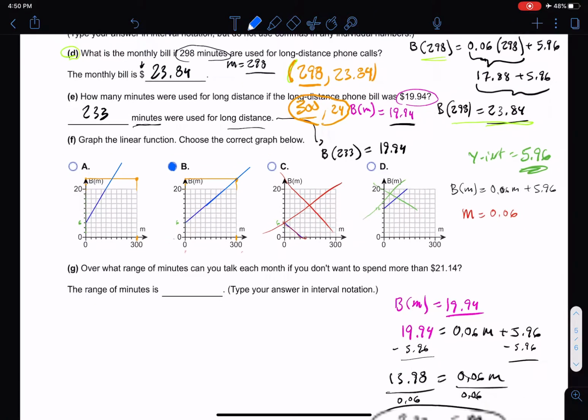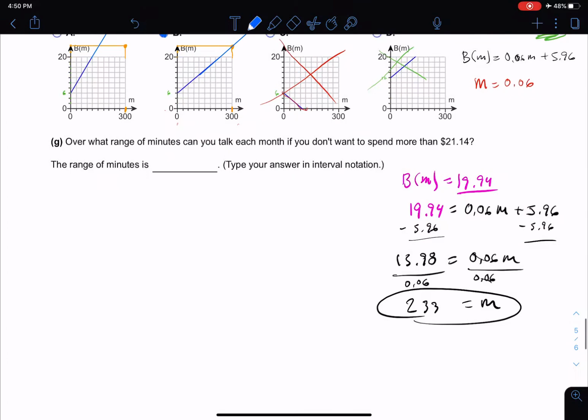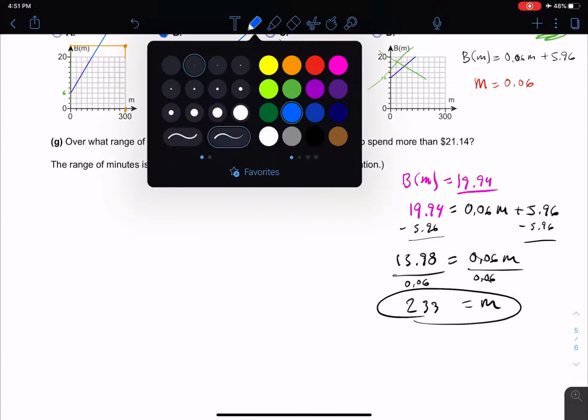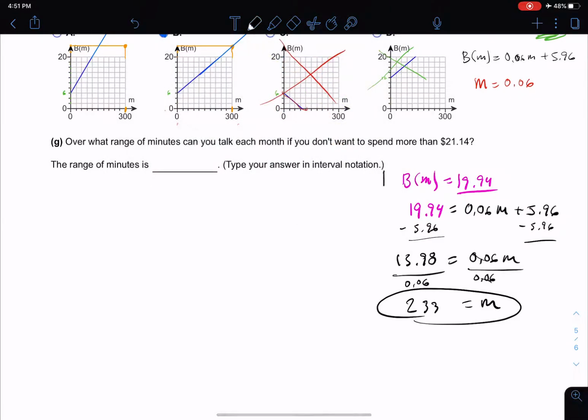Let's take a look at the last problem. This last problem is going to kind of challenge us to think a little more again in a different way. It says, over what range of minutes can you talk each month if you don't want to spend more than $21.14? You don't want to spend more than that.